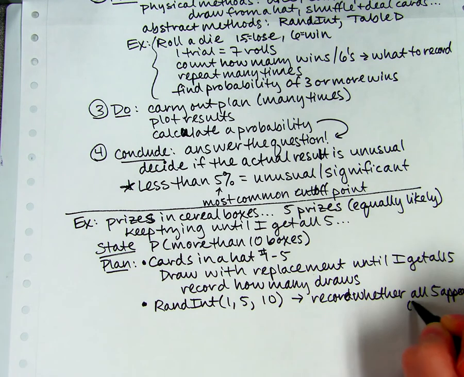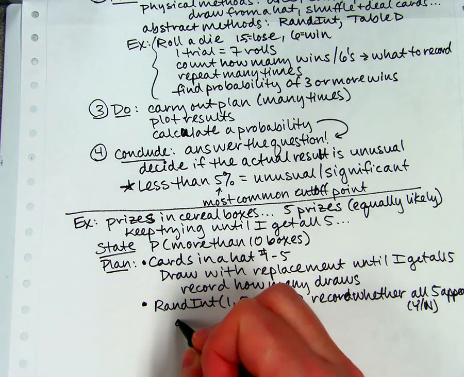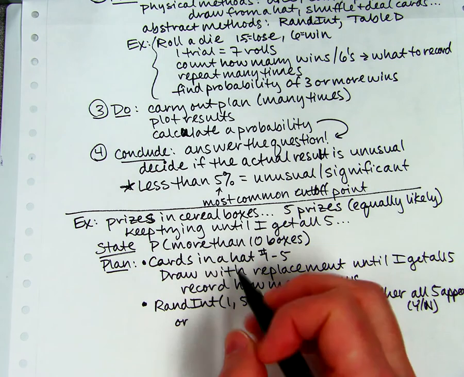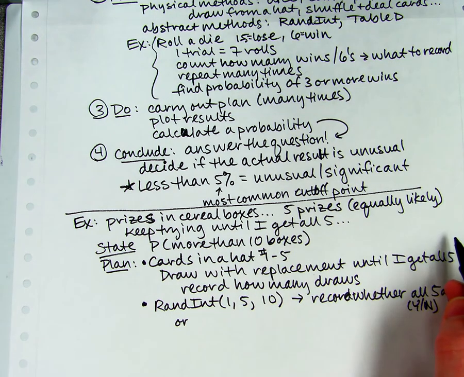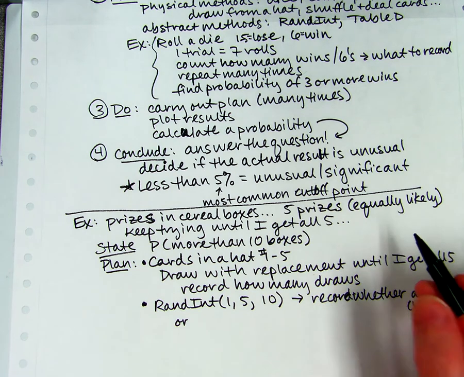And so I'm recording yeses and nos. Or if I prefer, I could just keep repeating until all 5 appear and record how many boxes it took. And I have some choices here. If all I care about is whether it's more than 10 or not, then maybe I don't need to see how many boxes it took.